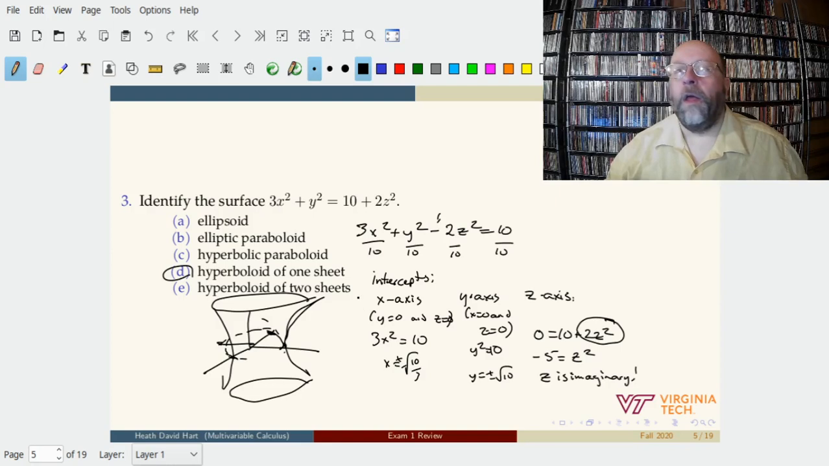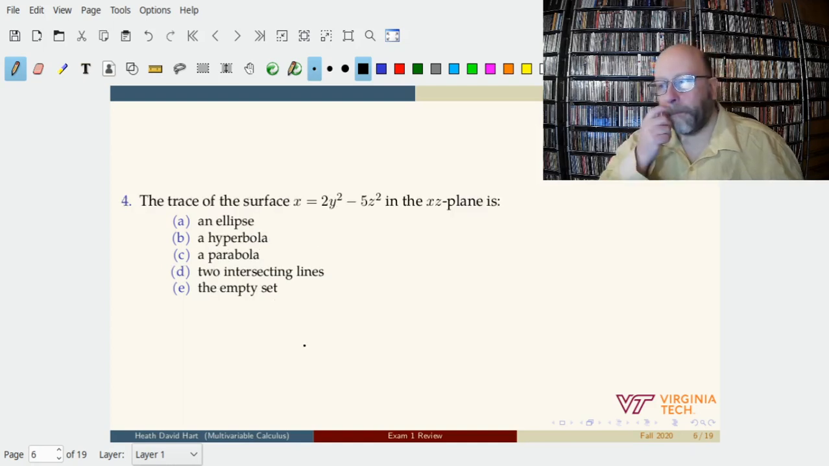So if you didn't know the decision tree, you could plot the intercepts and know the curvature away from the z-axis is what's giving us this shape. Okay? Let's keep going.